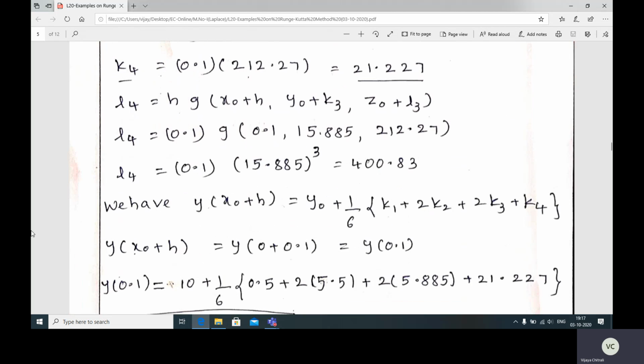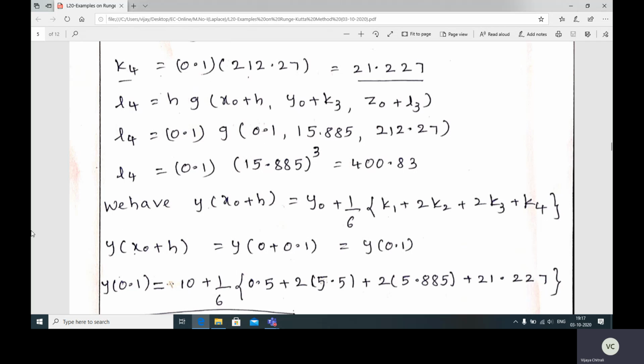So we'll get this as 21.227. Now calculate L4. L4 is equal to h into g of x naught plus h, y naught plus k3, z naught plus L3. Already we have calculated this while finding K4. So L4 is equal to 0.1 into g of 0.1, 15.885, 212.27. So g of x, y, z is y cube. So y is 15.885 raised to 3 into 0.1 is 400.83.